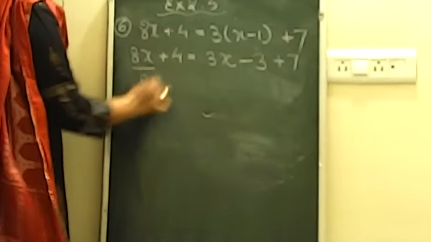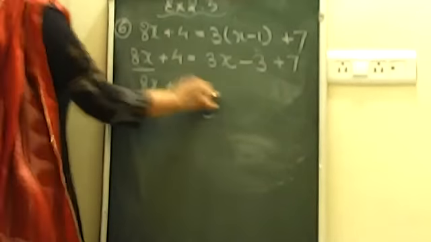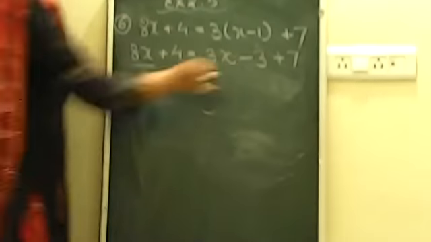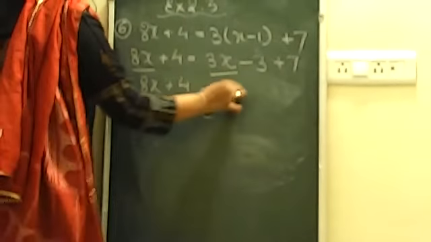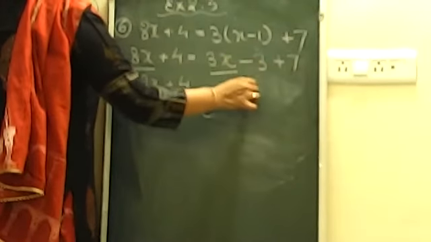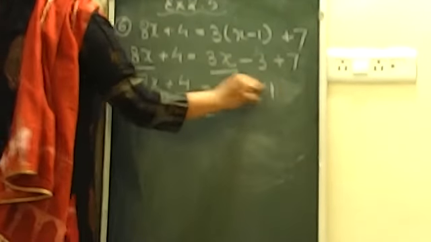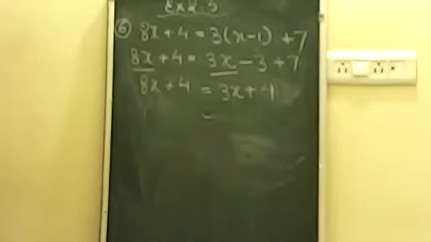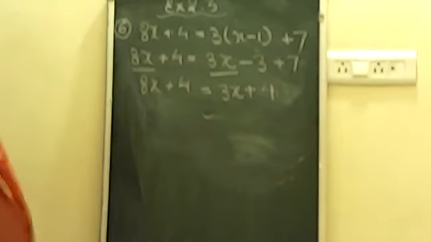Now 8x plus 4, we are not going to solve it. We are keeping it like that only. 3x also will not be solved. We have kept it like that only. This 7 and this minus 3 will be solved together, which will give us plus 4. Okay? Now this question has become the previous kind of question.